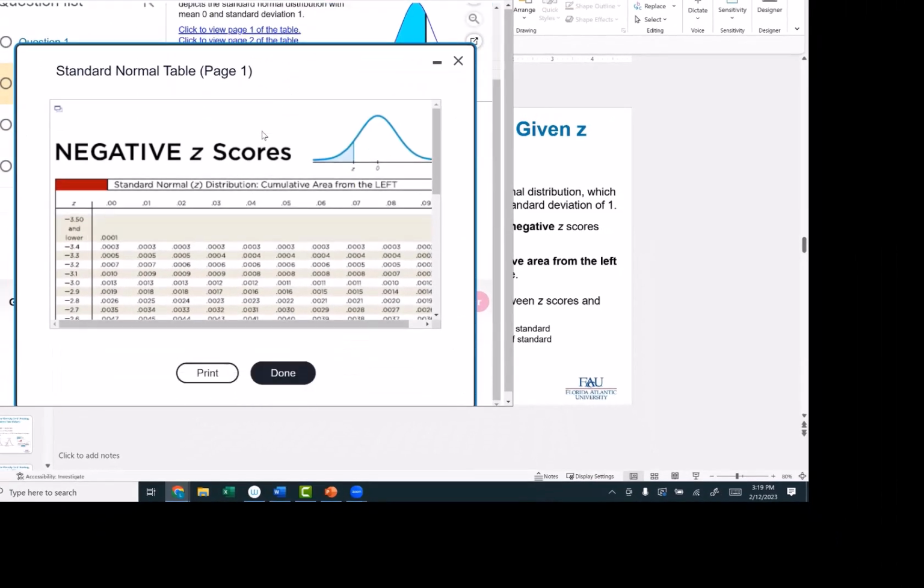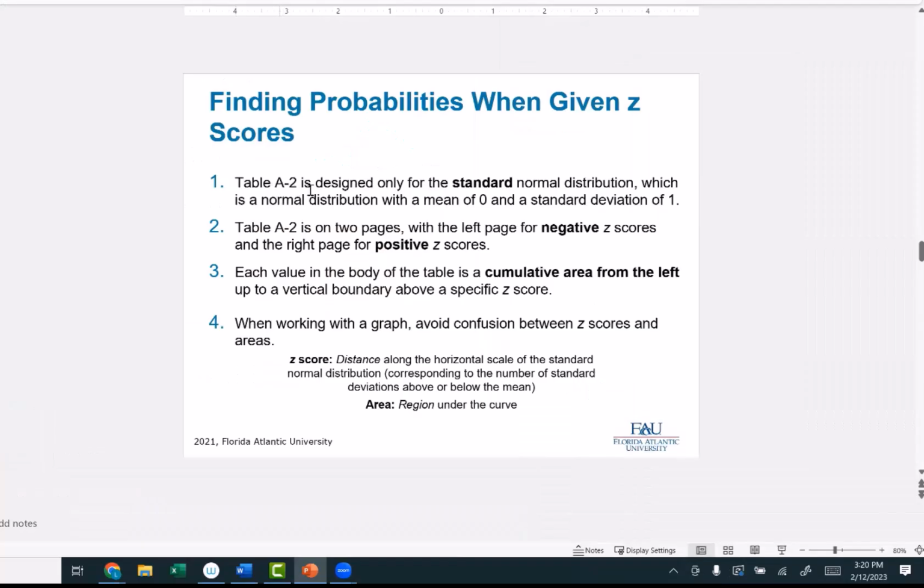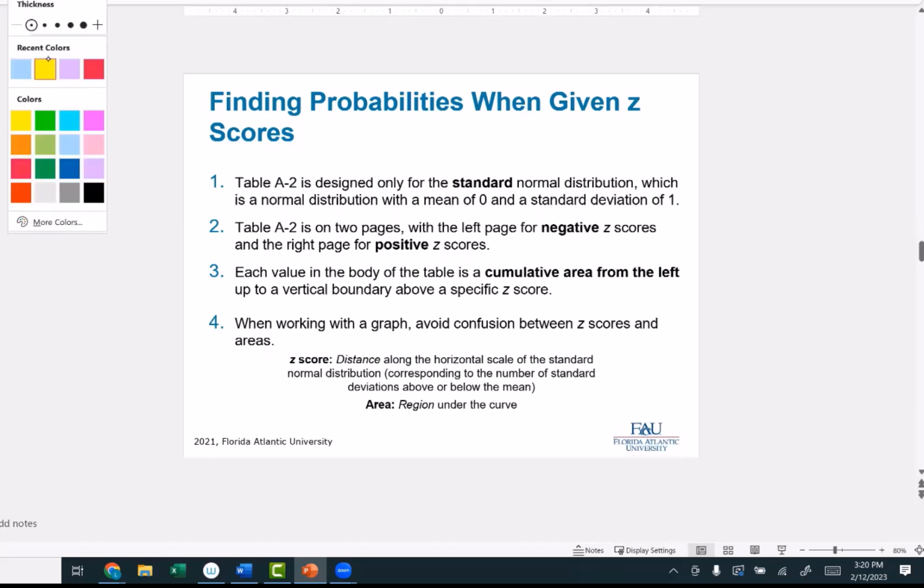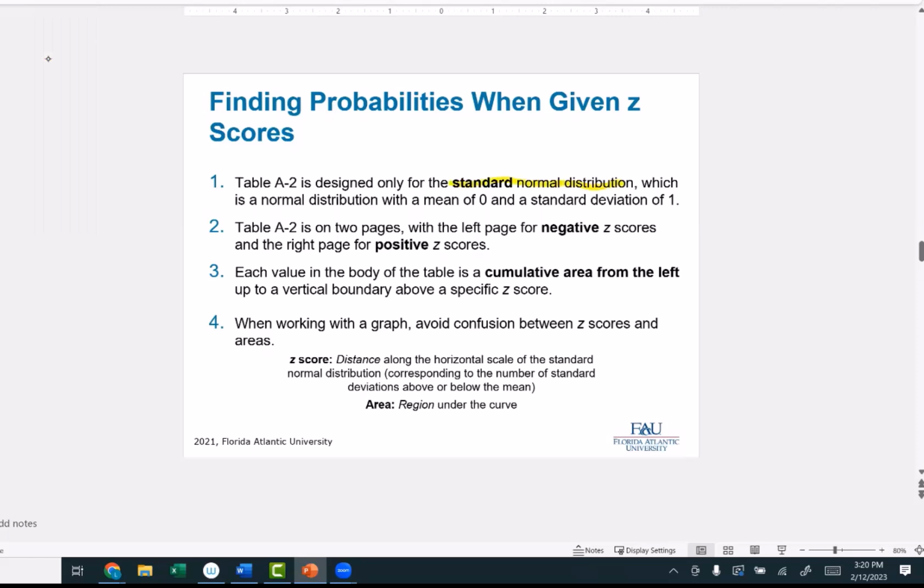This is a standard normal distribution table. And if you look at this picture, you can see that it's everything to the left of the z number. And we're looking at the area under the curve. Table A-2 is designed only for the standard normal distribution, which is a normal distribution with a mean of 0 and a standard deviation of 1. A standard normal distribution has to have a mean of 0 and a standard deviation of 1.